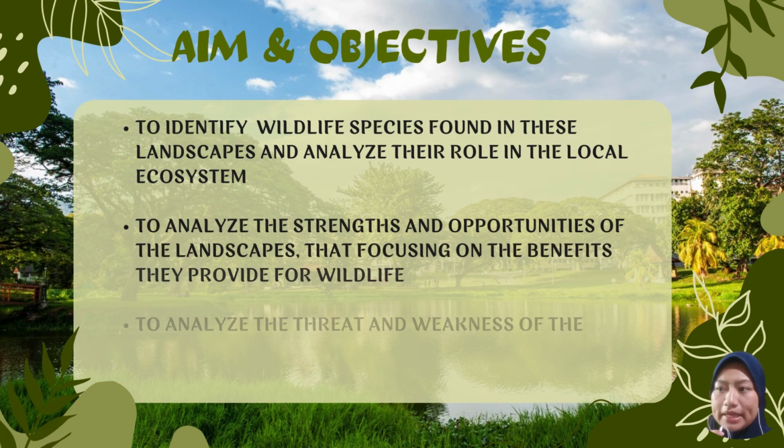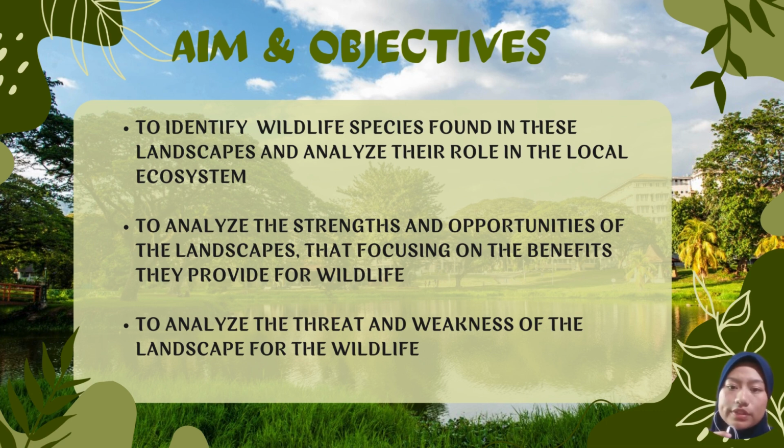So for the aim and objectives, the first one was to identify and analyze the wildlife species that can be found in the landscape and their role in the local ecosystems. The second was to analyze the strengths and opportunities that landscape can provide, focusing on the benefits of wildlife. The last one was to analyze the threat and weakness of landscape for the wildlife.